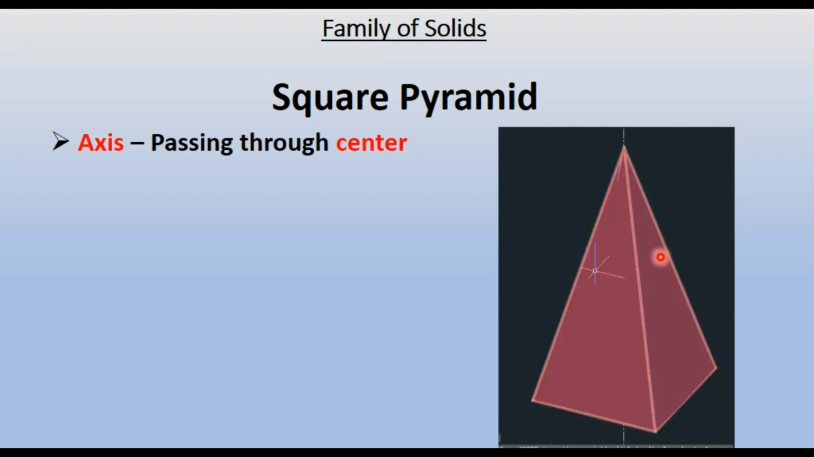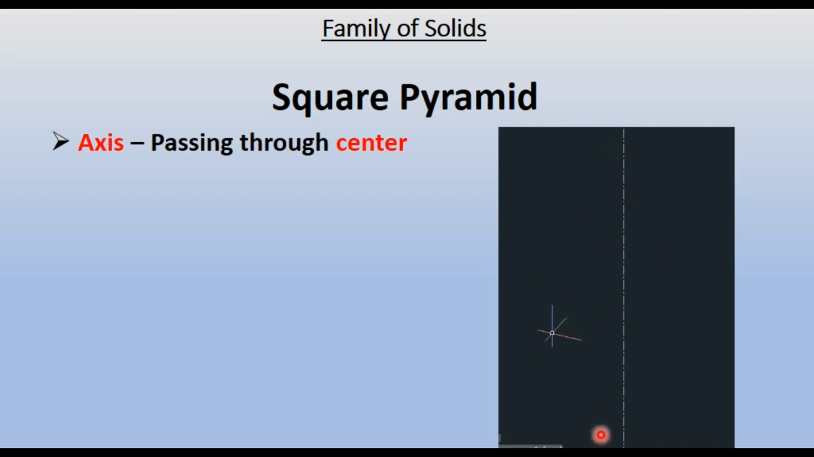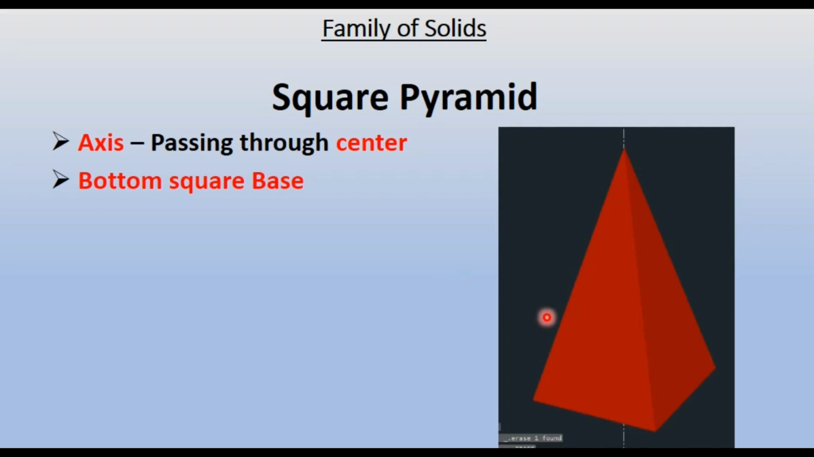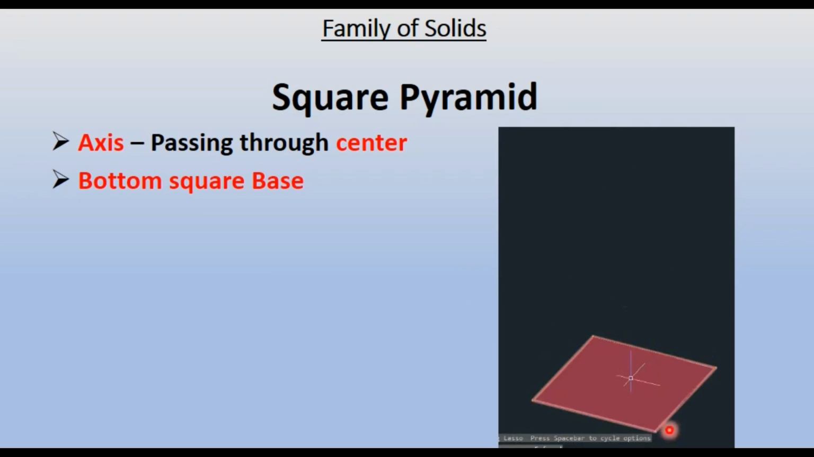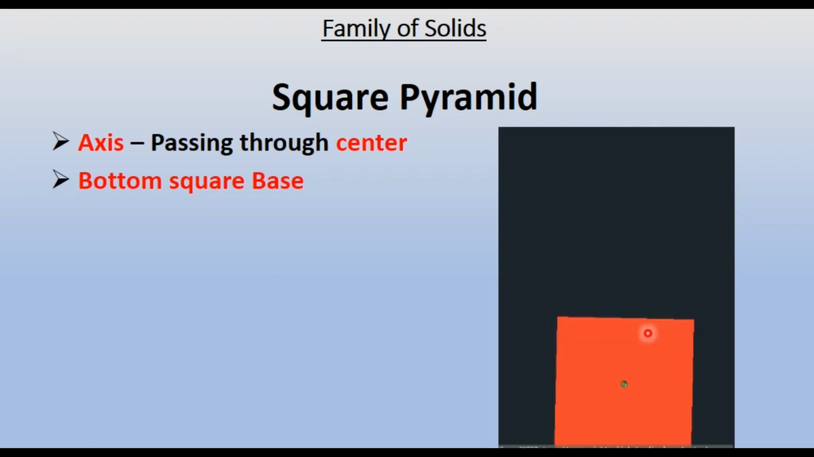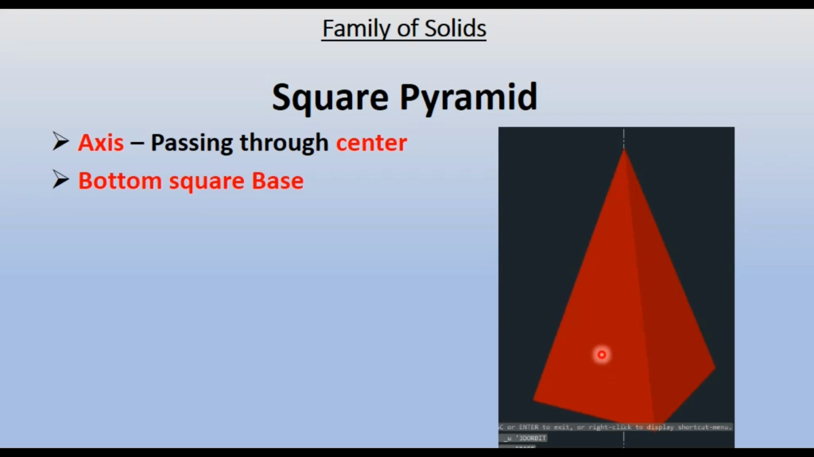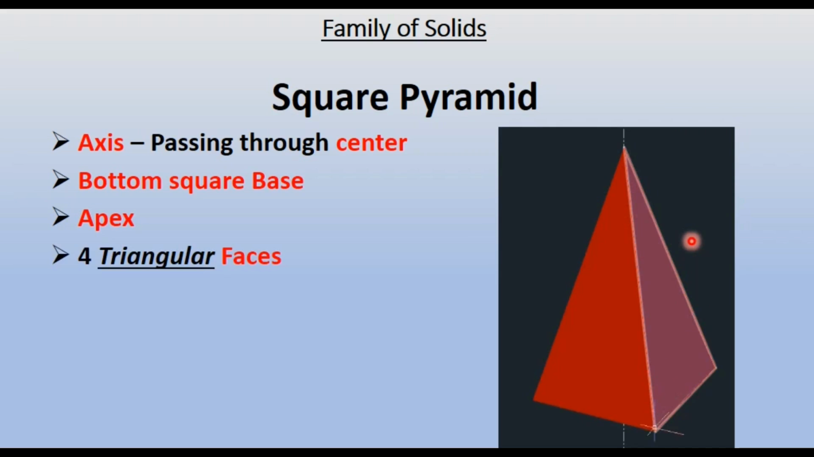As always, it will have an axis passing through the center. This is the axis. It will have the bottom base as a square. This is your bottom base, square in shape. That is why it is named square pyramid. And you have the apex point at the top. The square pyramid will have 4 triangular faces. This is one of them.